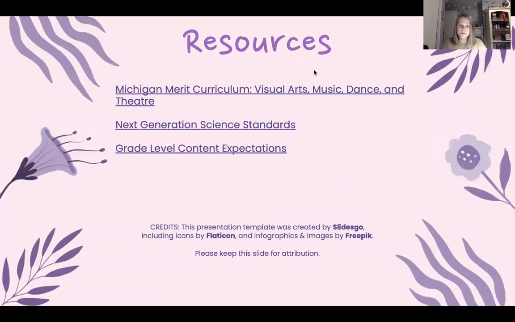All right, as for resources, I have them all posted here: the grade level content expectations, the Next Generation Science Standards, the NGSS, and the Michigan Merit Curriculum for Visual Arts, Music, Dance, and Theater.